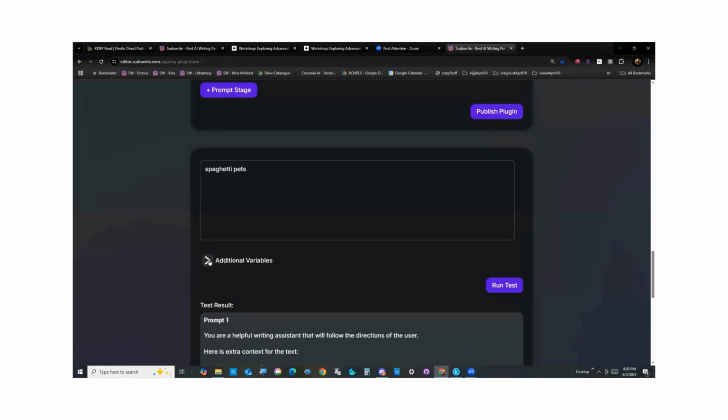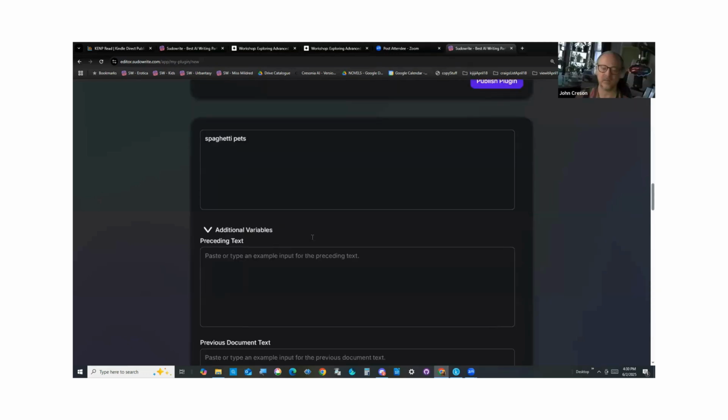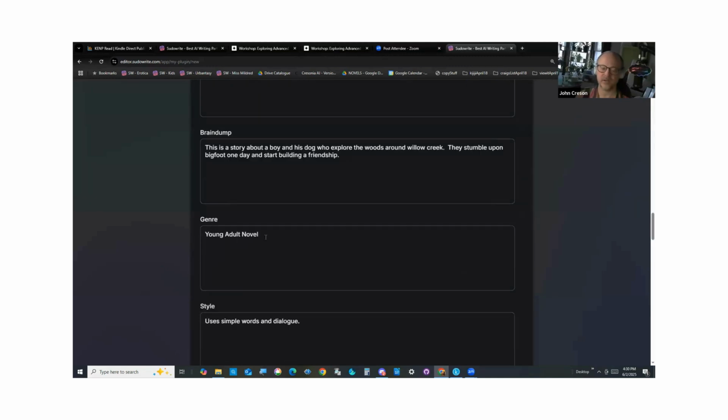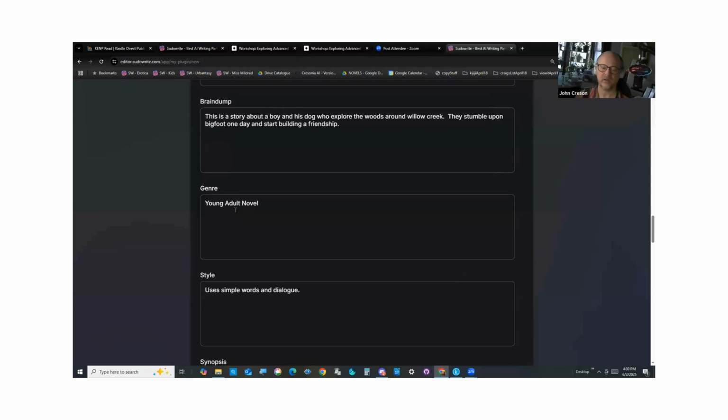Absolutely. So additional variables. Right now it says genre is young adult novel. We could call it cozy mystery. And we could say, instead of simple, we want florid.